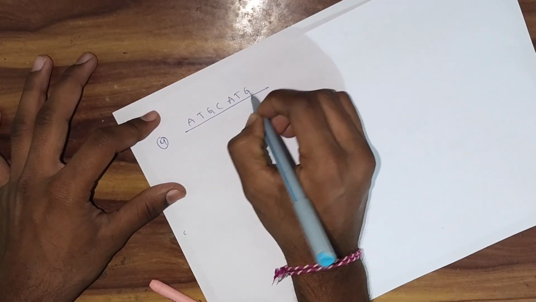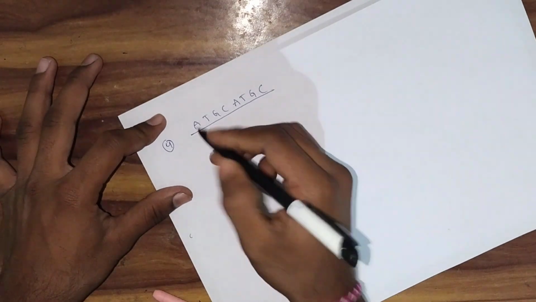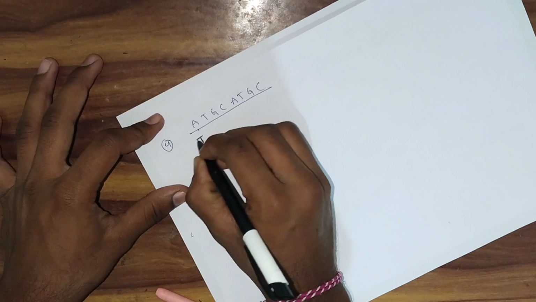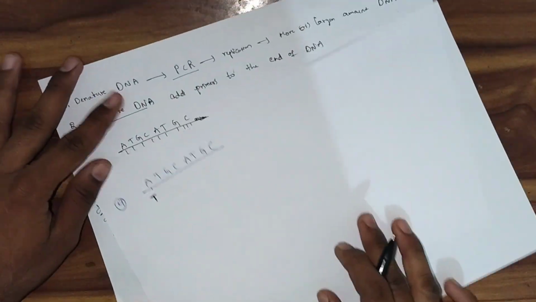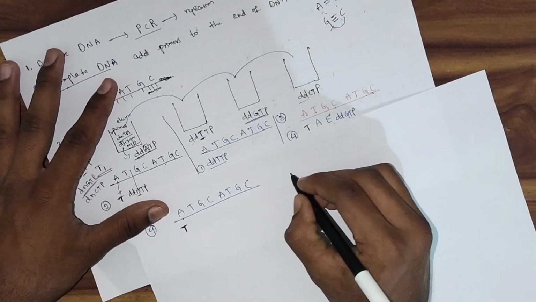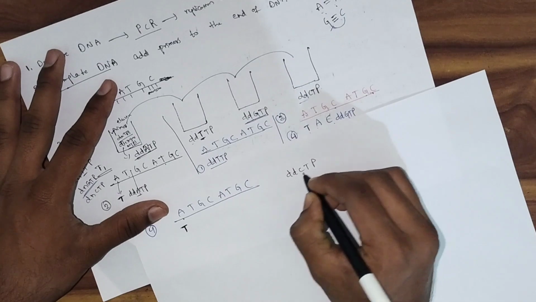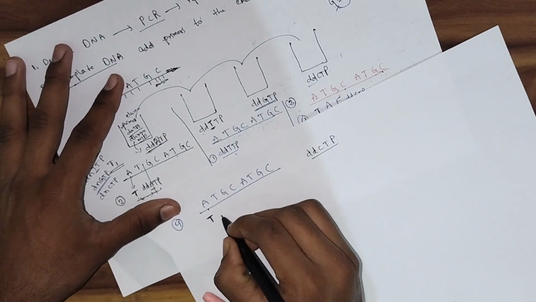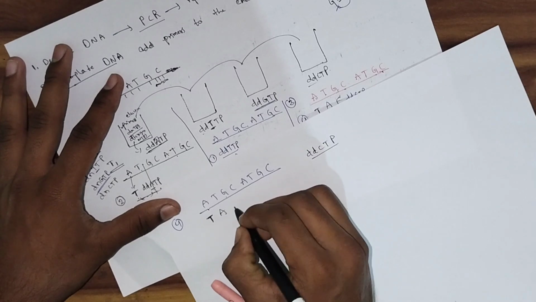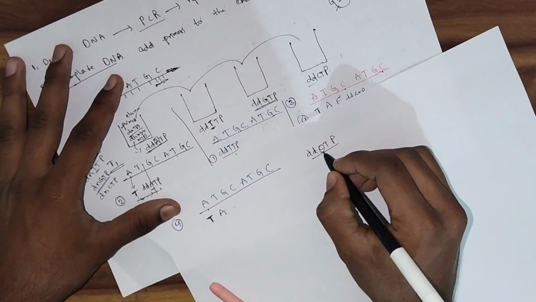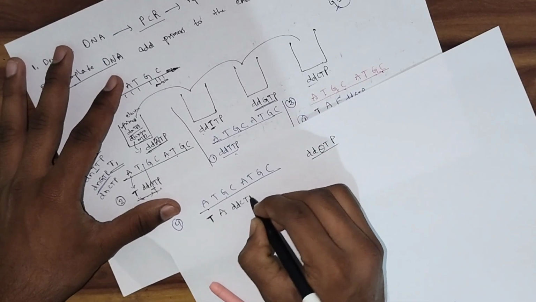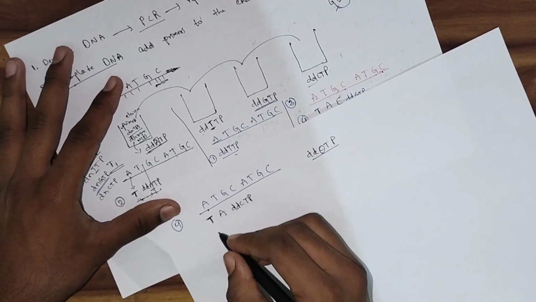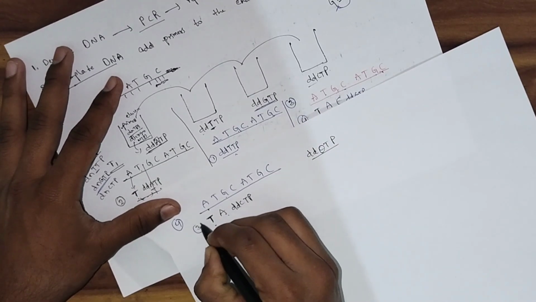ATGC ATGC. What is the complementary of A? T. We have to see that dideoxy CTP. What is the complementary of T? A. What is the complementary of G? It is dideoxy CTP. So dideoxy CTP will occur. It will terminate and stop. Here what is the number? 1 2 3. Here it will be 3.